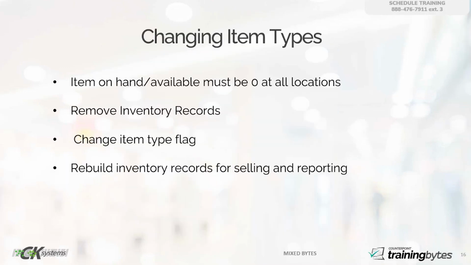To change item types, just in general, the item on hand available has to be 0 at all locations before you can make the change. And then you'll remove inventory records, which I'll show you how to do. After you remove the inventory records, you'll be able to change the item type, and then you'll need to rebuild the inventory records so you can sell and report on the item.